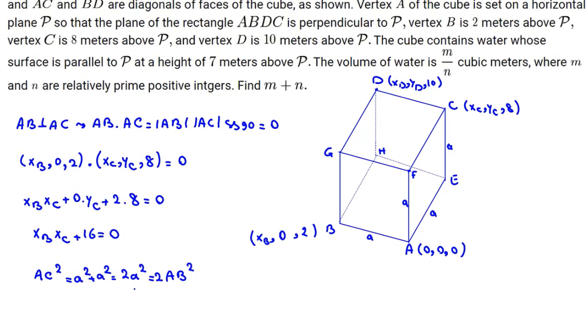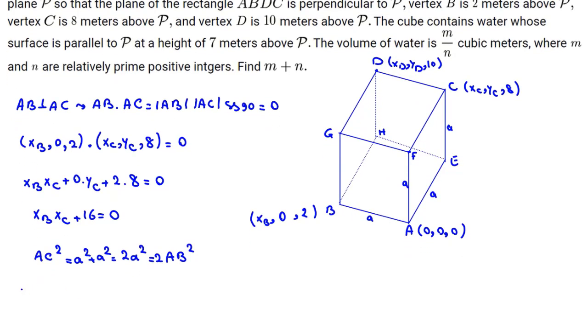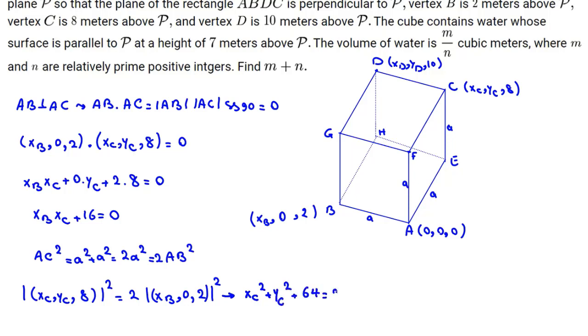Okay? AC squared is what? AC is a vector. It is XC YC 8, squared equal to 2AB squared, equal to XB 0 2, this length squared. Now we can conclude xc squared plus yc squared plus 8 squared, which is 64, equal to 2 times xb squared plus 4.